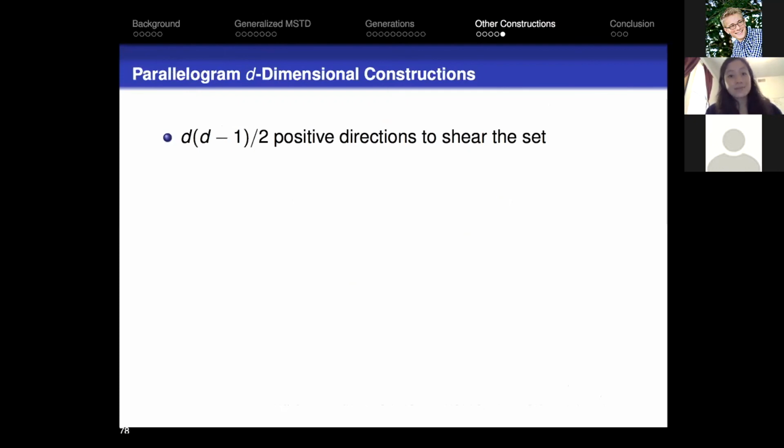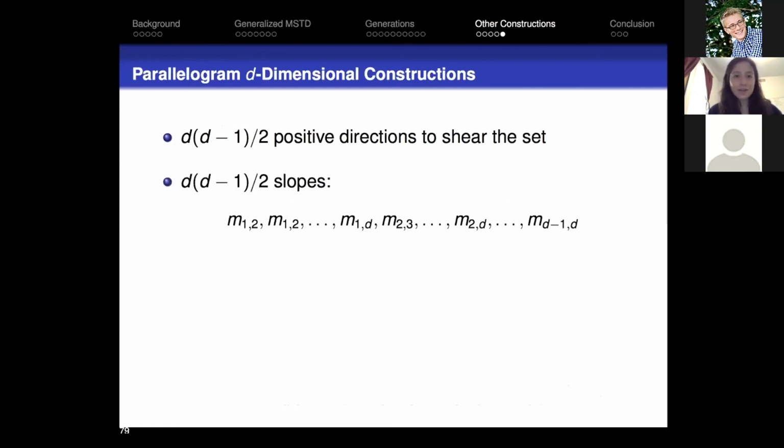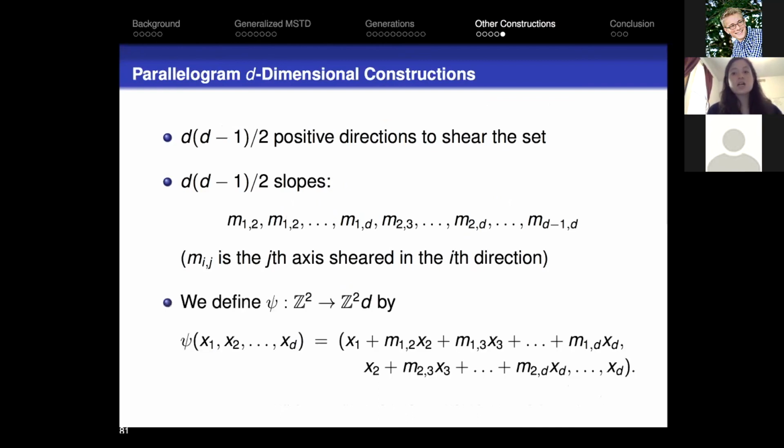In higher dimensions, we can note that we're going to have d times (d minus 1) over 2 positive directions to shear the set in. So then we have to define that many slopes. For this, the notation is m_ij will be the slope of the jth axis that is sheared in the ith direction. Using all these slopes, we can define another map that will again shear our sets and turn them from cubes into parallelograms.